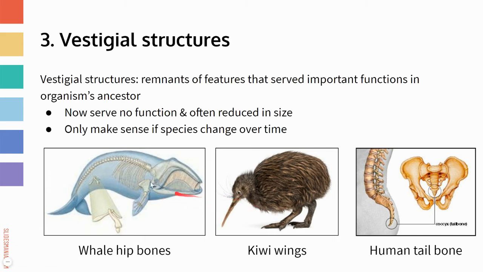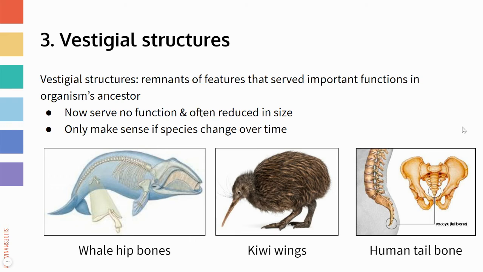So here are three examples. You can see tiny little vestigial hip bones in a whale, which doesn't have hind legs, so there's no reason for them to have hip bones. Kiwi are birds that can't fly, but they still have little vestigial wings, and humans still have a tailbone, even though obviously we don't have tails anymore.